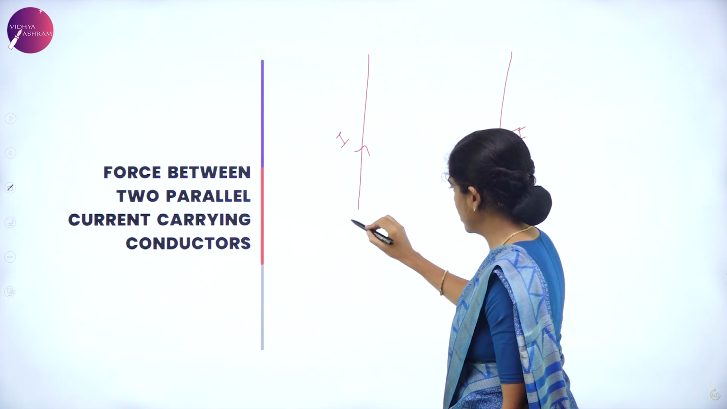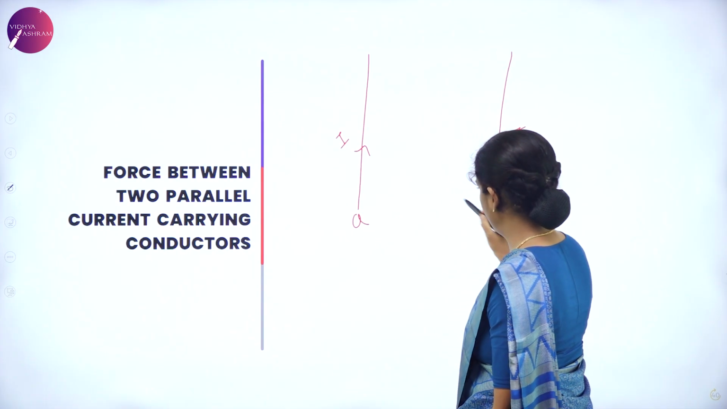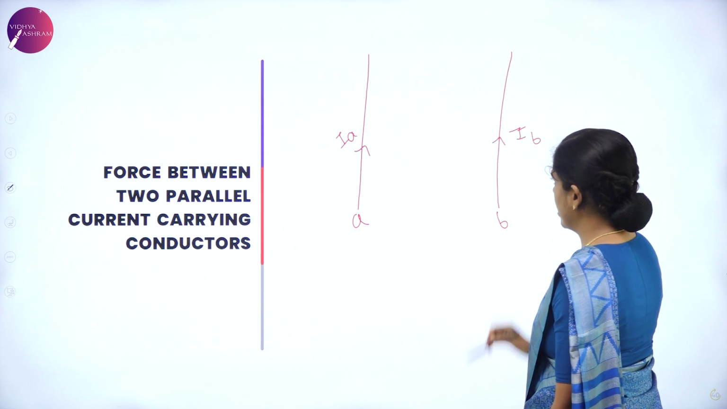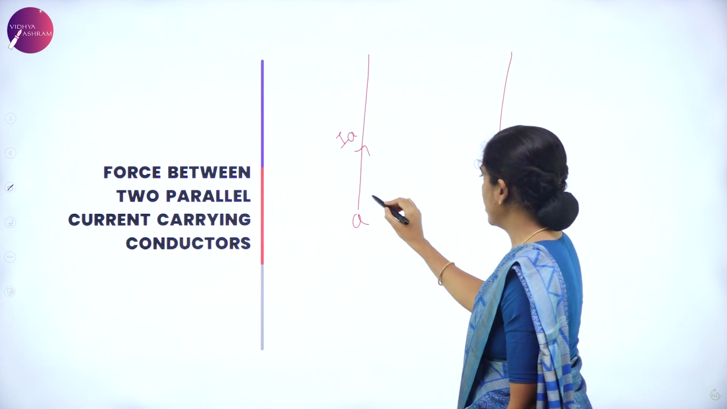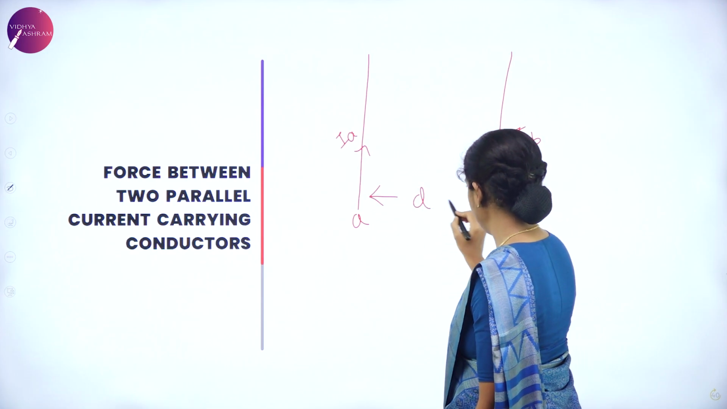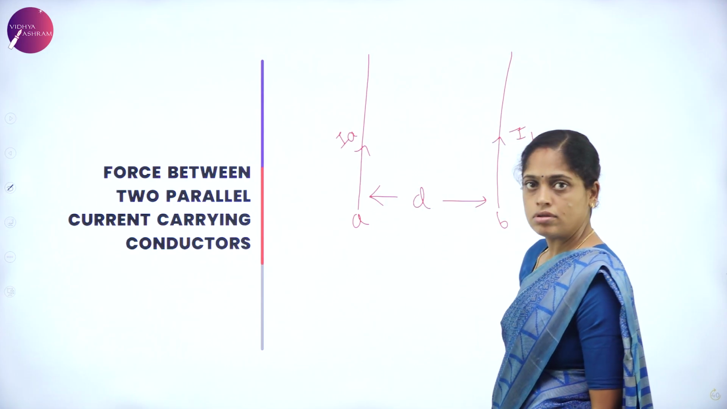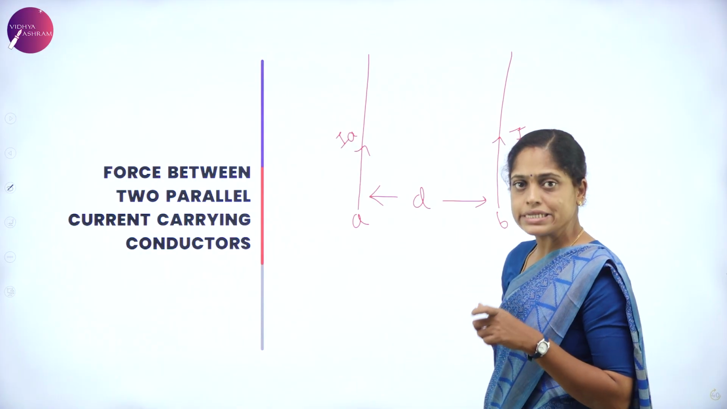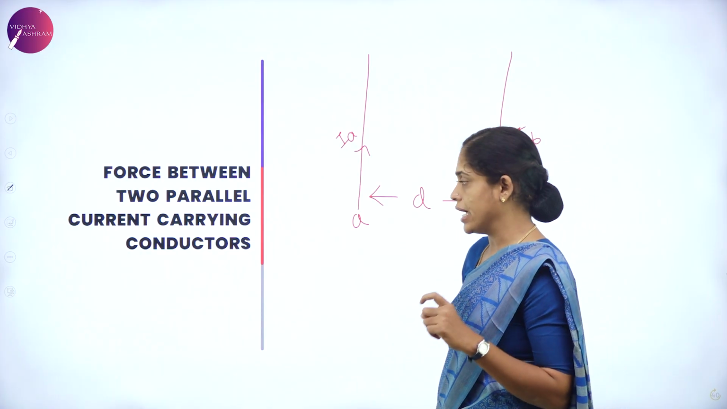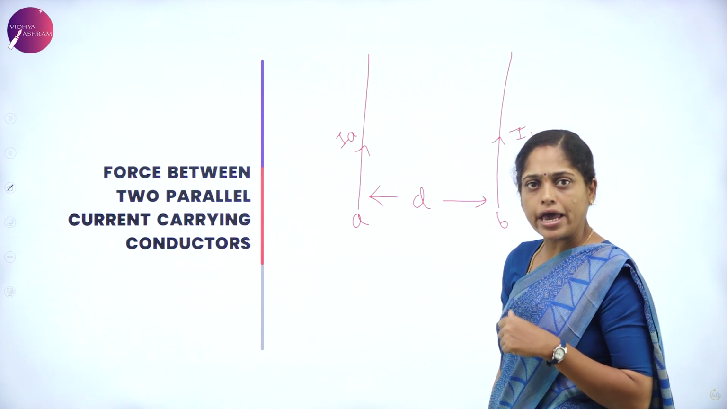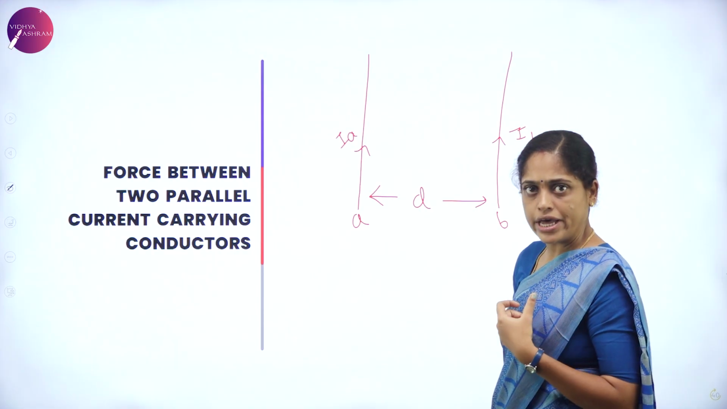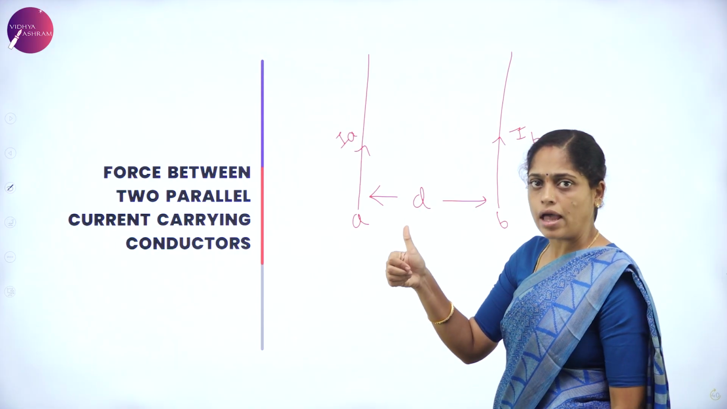Let us name the conductors as A and B. Therefore, the current in conductor A is IA and in B is IB. They are at a distance D. Now, there is a magnetic field around these two wires as they are carrying current. Let us find out the direction of the magnetic field around this current carrying wire using the right hand thumb rule.